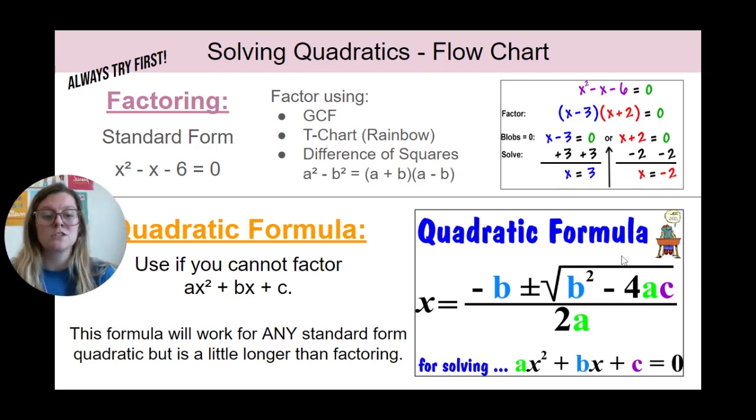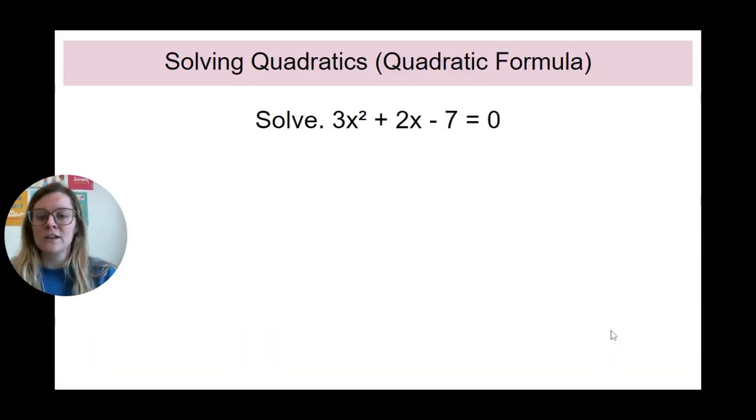And then we can use the quadratic formula. So in your notes, I need you guys to write this. X is equal to negative b plus or minus the square root of b squared minus 4ac, all divided by 2a. And we'll talk about where all those values come from. But if you want to pause real quick and write that down, you can do so. Okay, so let's look at an example.